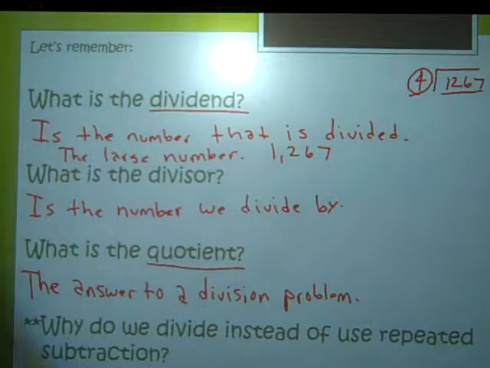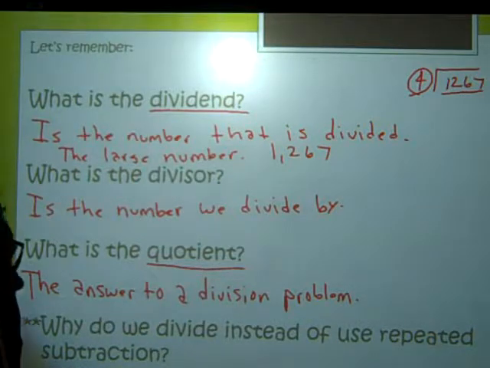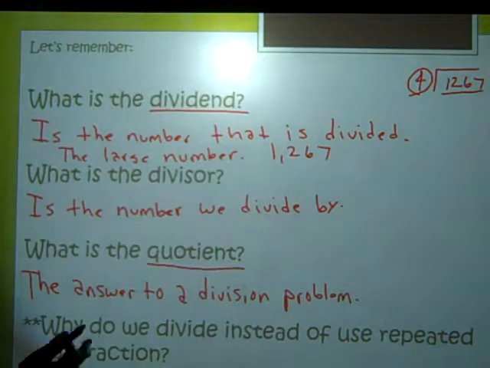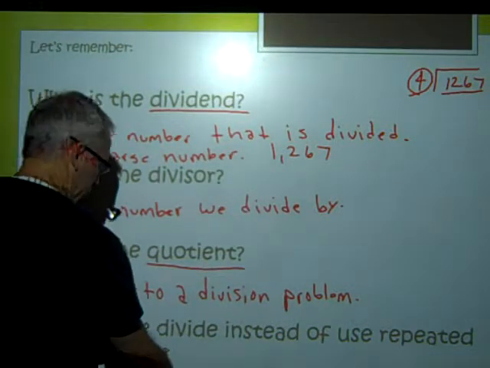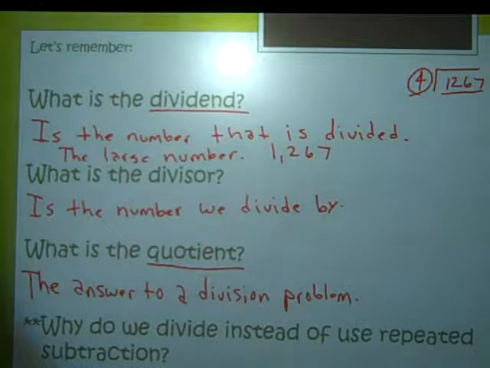So why do we divide instead of use repeated subtraction? The easy answer there is it's the most efficient way to be a mathematician. It's a shortcut, so to speak. Remember, mathematicians are always looking for shorter ways to solve long problems. Okay, so let's continue.